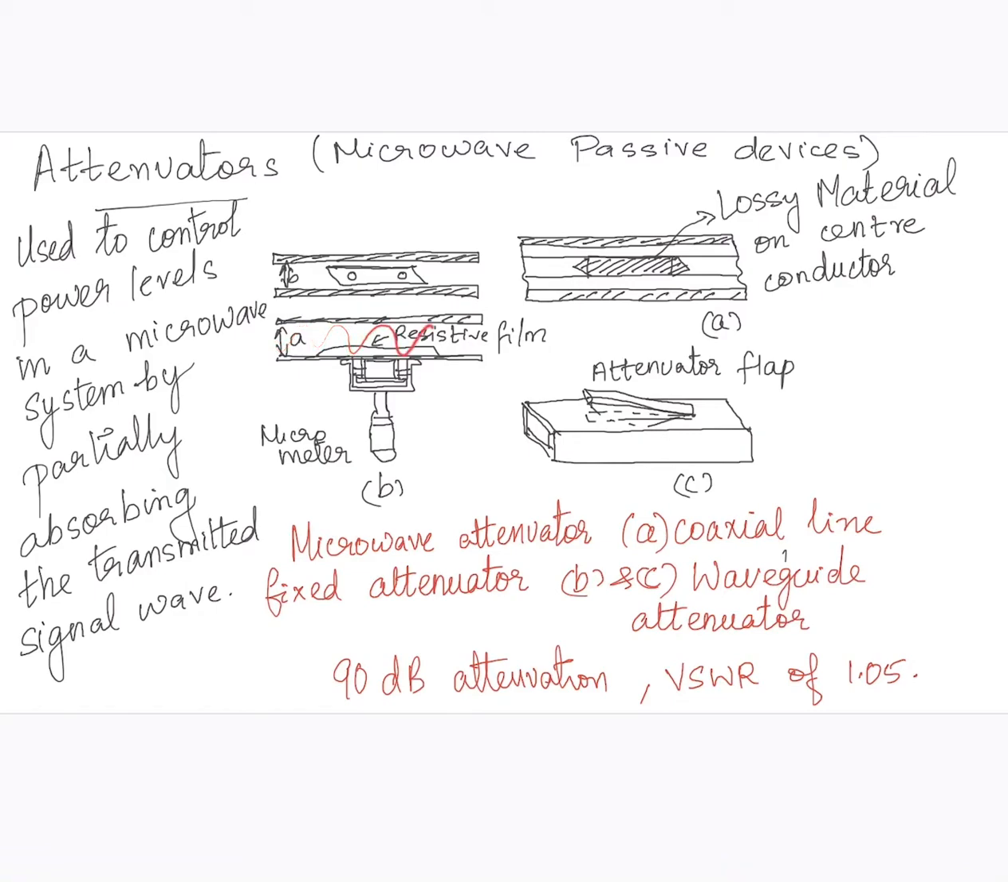So when an electromagnetic wave is traveling through this, because of the absorption by the resistive film, the power of the signal will get reduced. So how much power has to be attenuated can be adjusted by using the micrometer screw. Another way of adjusting is by using an attenuator flap. So movement of the attenuator flap will adjust the amount of signal that is transmitted through the conductor, through the waveguide. Usually a maximum of 90 dB attenuation is possible and with a voltage standing wave ratio of 1.05.